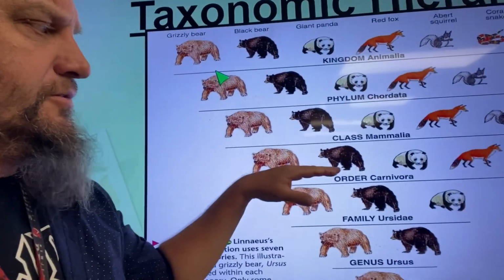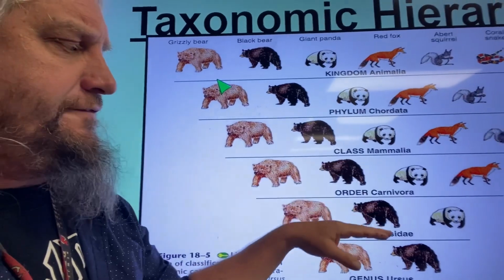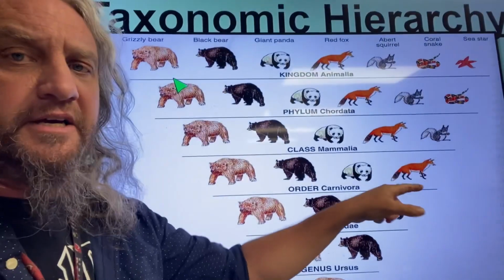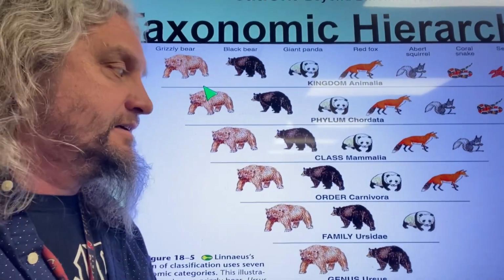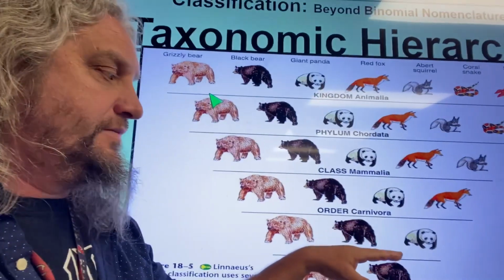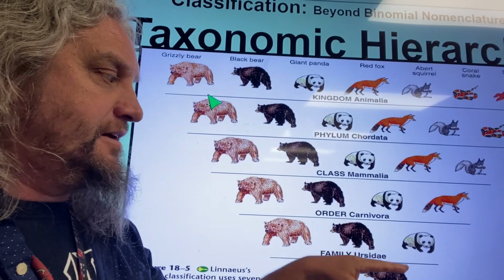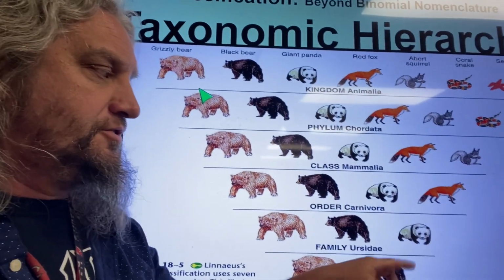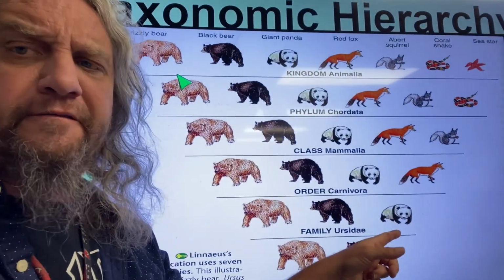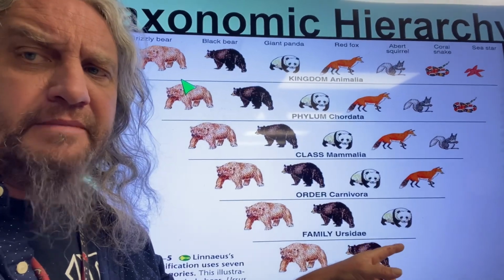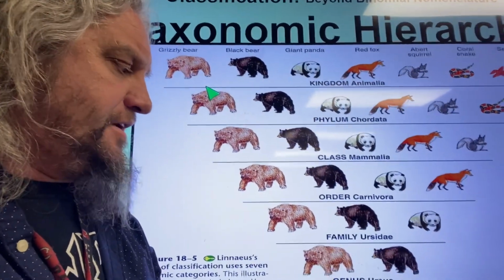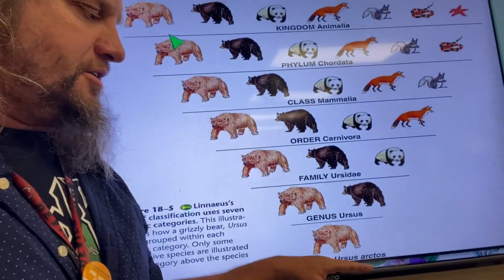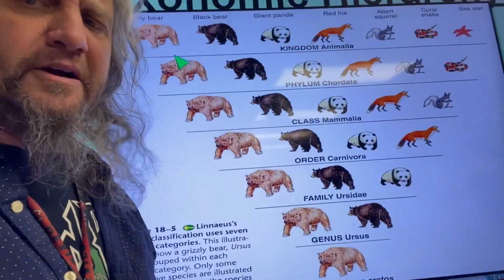When you move out of the order Carnivora into the family of Ursidae, you lose the foxes, because the foxes are in a different family. They're in a family of canids. And when you move out of the Ursidae family into the genus Ursus, you lose panda bears because they're in a different group. And then, of course, of all of the different bears, Ursus arctos is the grizzly bear.